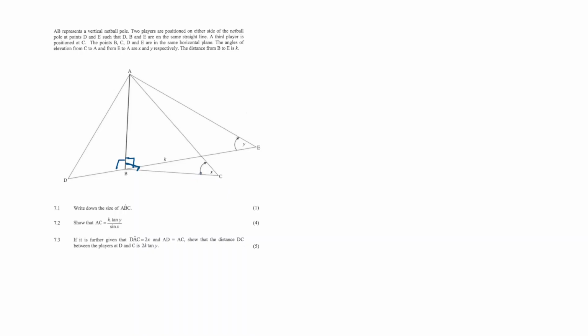And the angle of elevation from C is X, and from E is Y. And the distance from B to E is K. Be careful, it's not K this little bit here. It's the whole of BE.